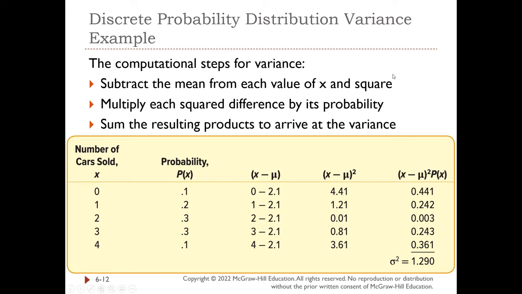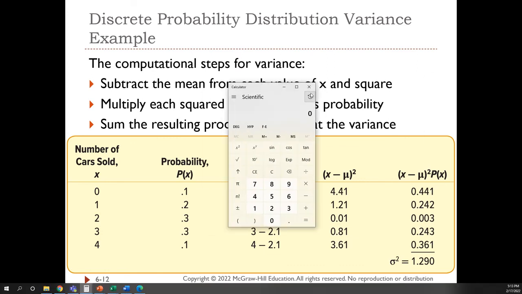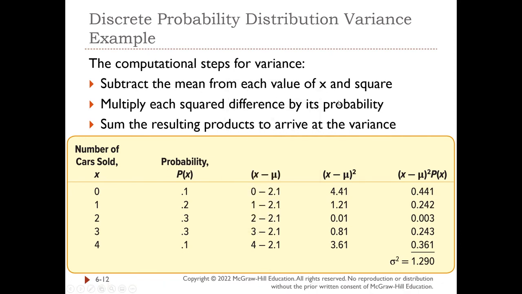So again, we're going to go through Excel and show how it all happens. They took 0.441 plus 0.242 plus 0.03 plus 0.243 plus 3.61. There we go. And then they took the square root. So yes, we're going to do Excel.